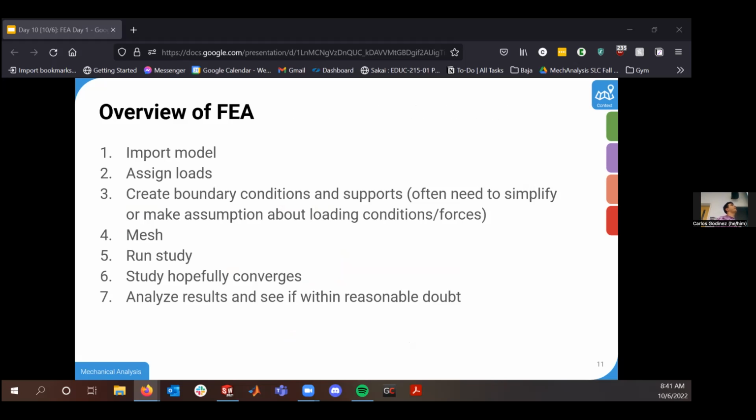If you have a fixed support, are you comfortable saying, okay, I have this pin joint, or I'm bolting it to the wall and I'm just going to say this is an infinitely stiff wall and I don't need to care about what spring force, is that something that can actually work? You then mesh it, you run your study, the study hopefully converges, and then you analyze the results and see if it's within a reasonable doubt or if it's something that's useful to you or just kind of chicken shit.